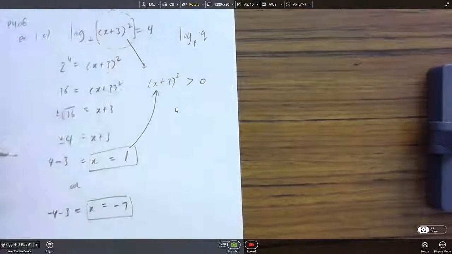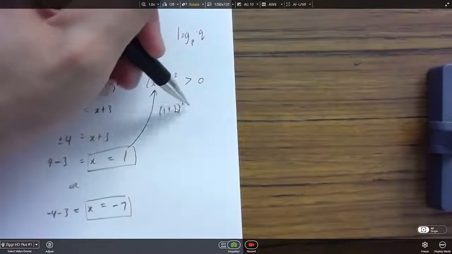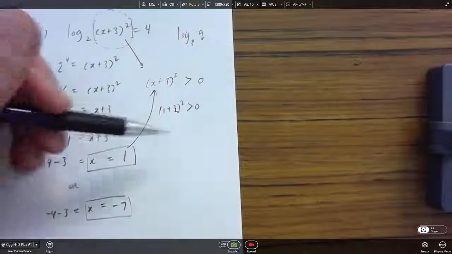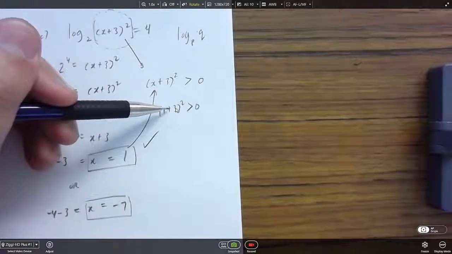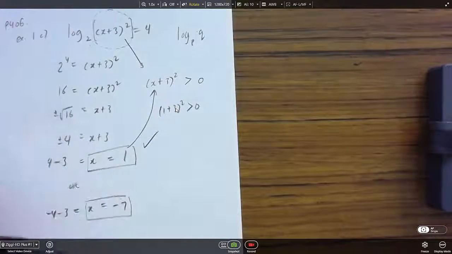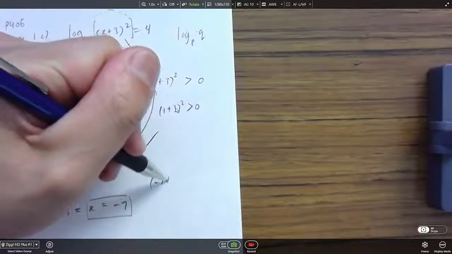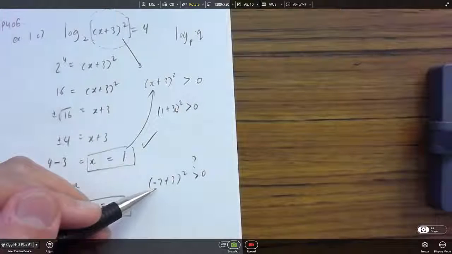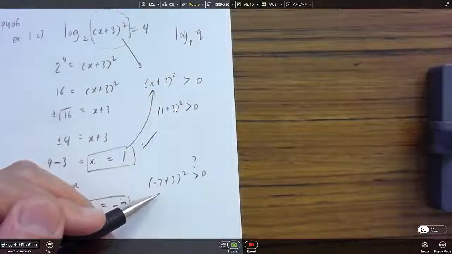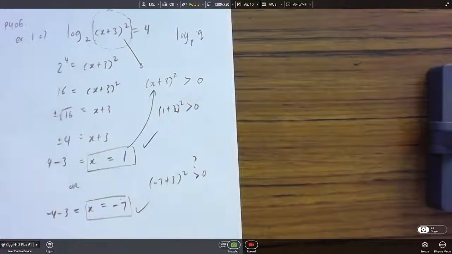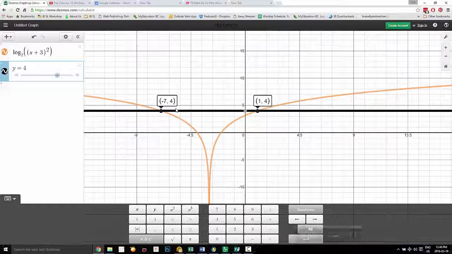We're going to plug it in here. When we have 1 plus 3 squared, is it really greater than 0? Left side indeed is greater than right side, and so this is legit. 1 plus 3 is 4, 4 squared is 16, 16 is greater than 0, it's legit. Now what about negative 7? We have negative 7 plus 3 squared, is it greater than 0? And the answer is yes. Negative 7 plus 3 is negative 4, negative 4 times negative 4 is 16, 16 in fact is greater than 0, we say check. So both these solutions are correct. And now we're about to understand this graphically.